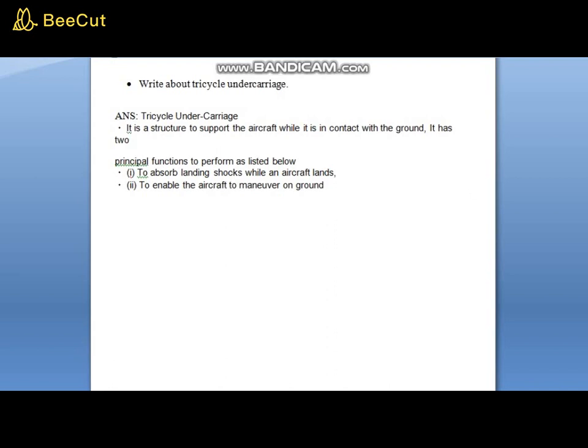Tricycle undercarriage is nothing but the tires of an aircraft. In simple language, it is nothing but the tires of an aircraft. Generally, we have 3 tires under an aircraft, so the 3 is nothing but the tricycle undercarriage. It is a structure to support the aircraft while it is in contact with the ground. It has 2 principal functions. First, to absorb landing shocks while the aircraft lands. The second is to enable the aircraft to maneuver on the ground. Maneuver is nothing but turning, moving of the aircraft on the ground.